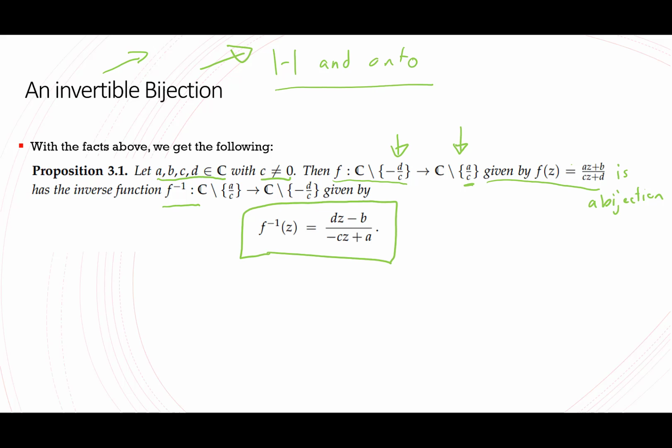So if you wanted to find an inverse, what do you usually do? You usually switch x and y and solve for y again. That's kind of what you would do here in this case. So you should be able to do that, and we may do that in class, depending on how much time we have.